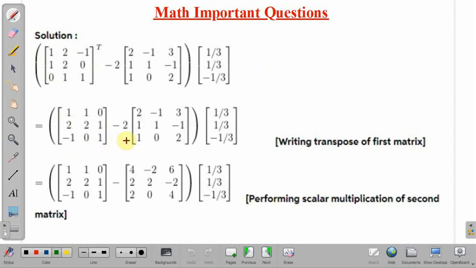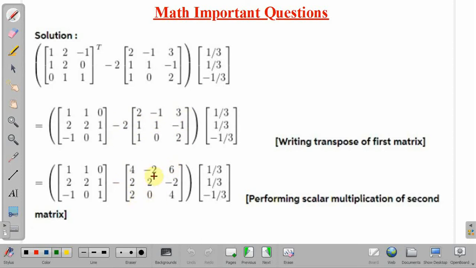Now, after this, we need to perform scalar multiplication of a matrix. If we see this matrix and here it is 2, we need to multiply all the elements of the given matrix by 2. So multiplying by 2, we will get this. See, 2 into 2, 4. Then 2 into minus 1, this will be minus 2. 2 into 3, it will be 6, and so on.